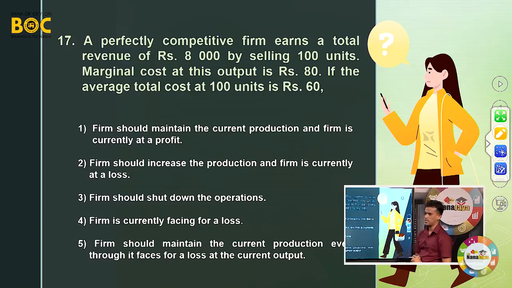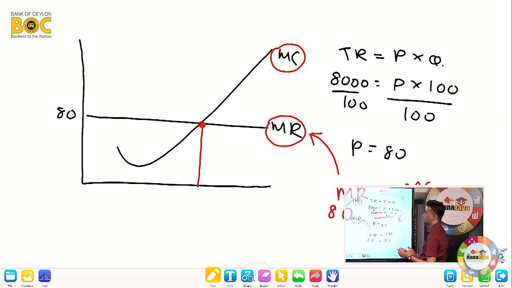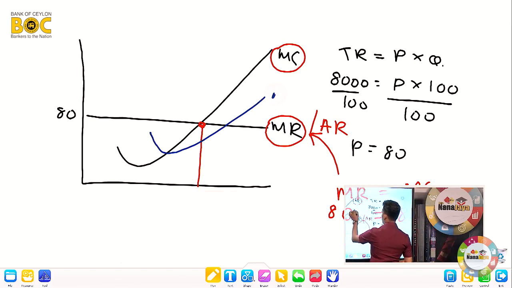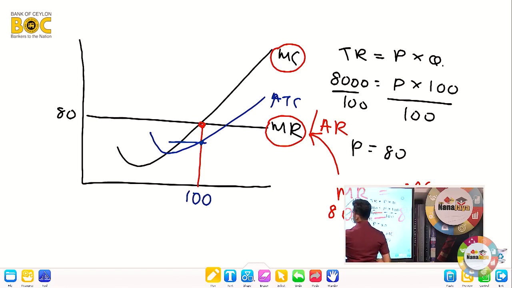And the question says, if the average total cost at 100 units is 60, the average cost is less than the price, the average revenue. Price, marginal revenue and average revenue are all the same in perfect competition. So average total cost is 60 means what? At the equilibrium output of 100, the average total cost is 60.